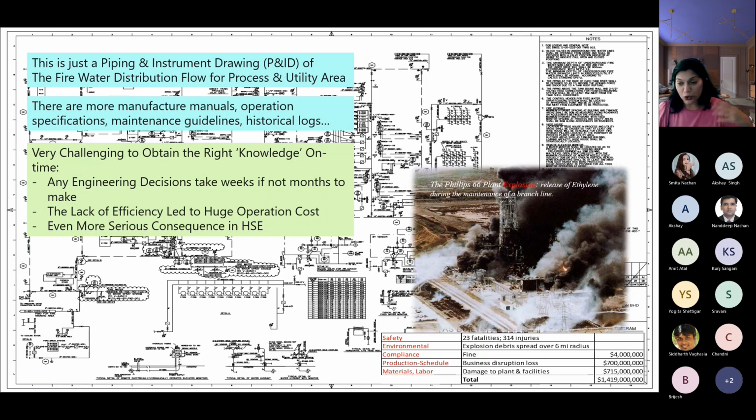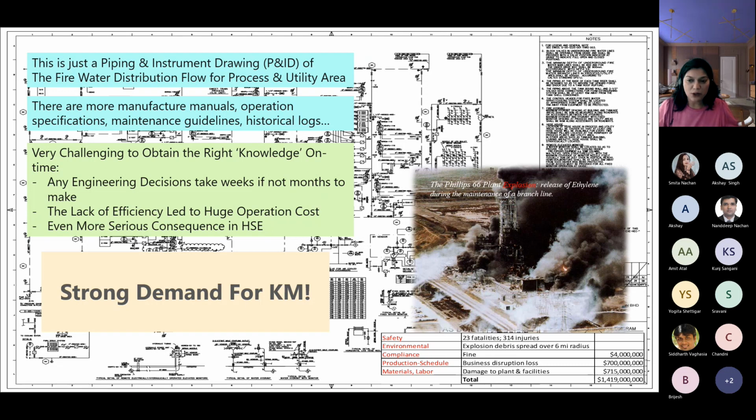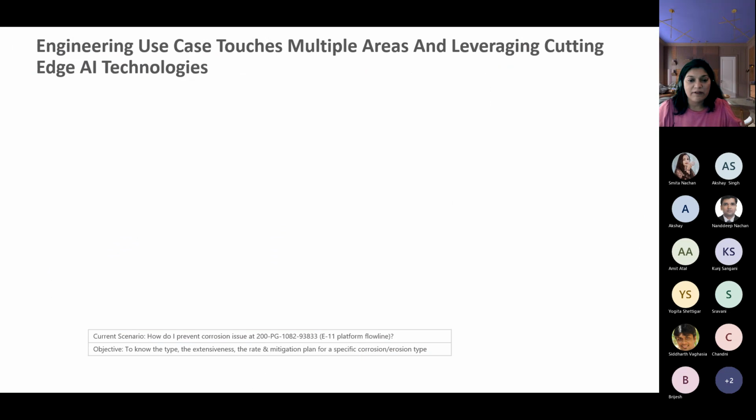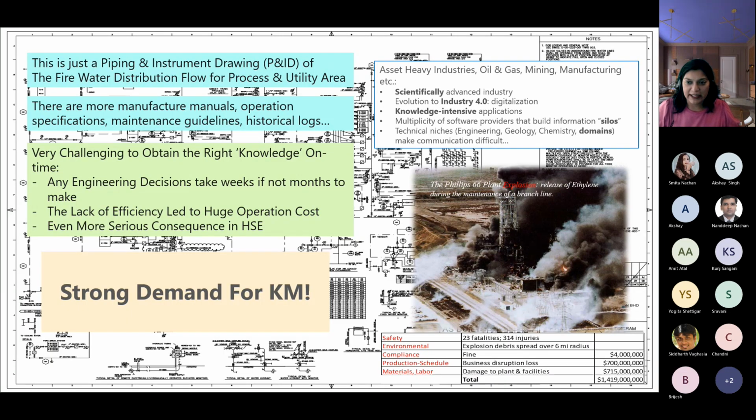People could not foresee what sort of fatalities or loss could happen if some spare part was not replaced or not quality checked in time. It caused a release of ethylene during the maintenance of a branch line, and that caused a lot of damage to life and property, which is why we have a huge demand for knowledge mining, right?